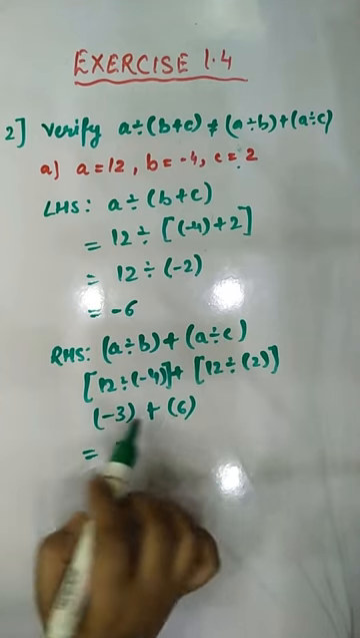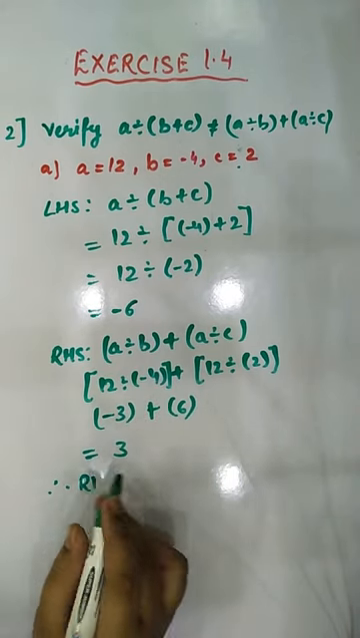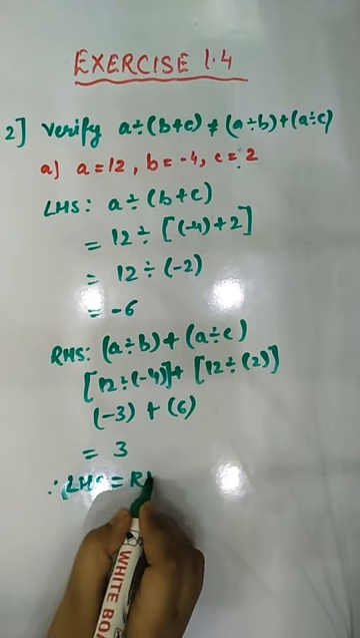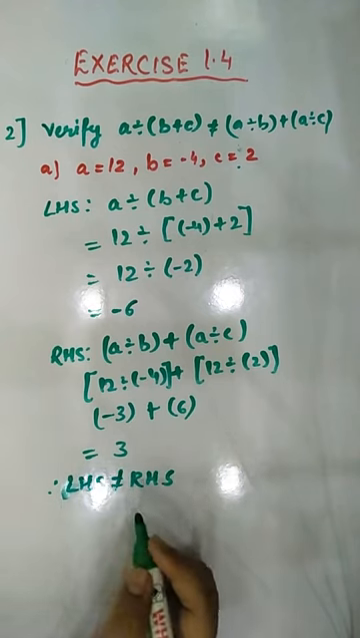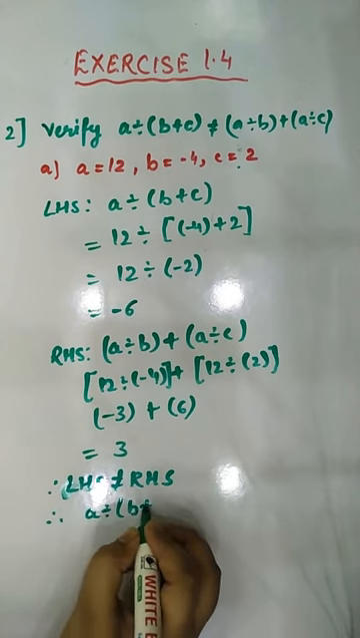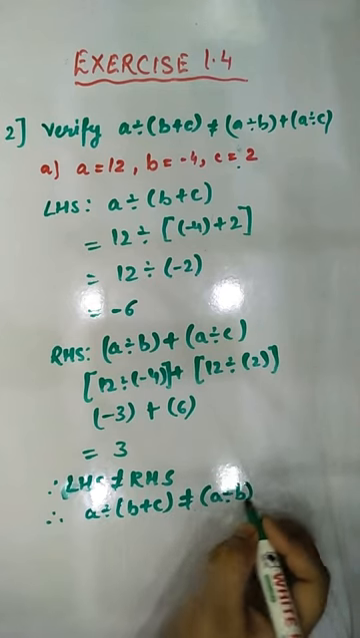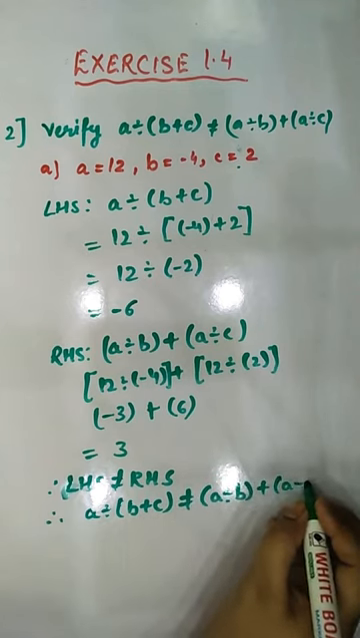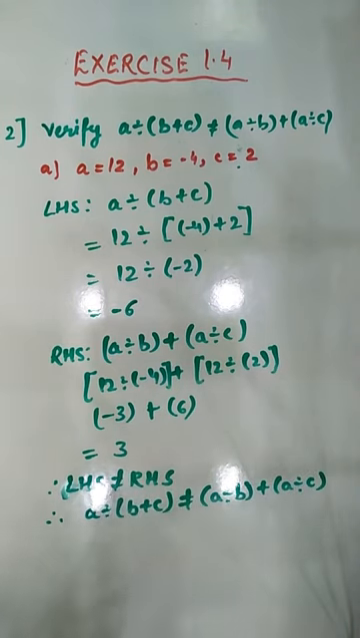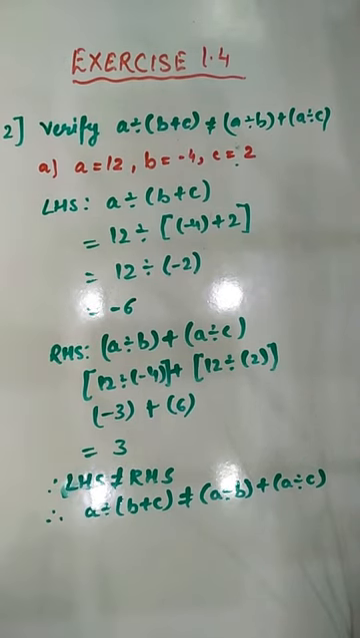So now in both the cases, therefore LHS is not equals to RHS, the not equals to sign you will put. Therefore a divided by b plus c is not equals to a divided by b plus a divided by c. You can see that LHS is not equals to RHS. I hope you all have understood. Same we will do for B part.